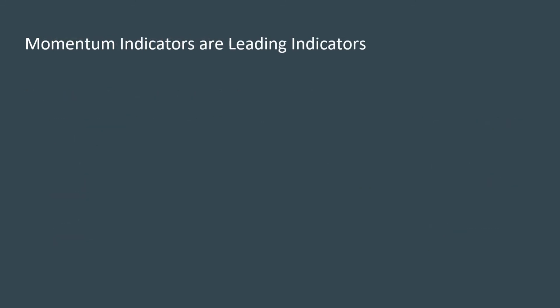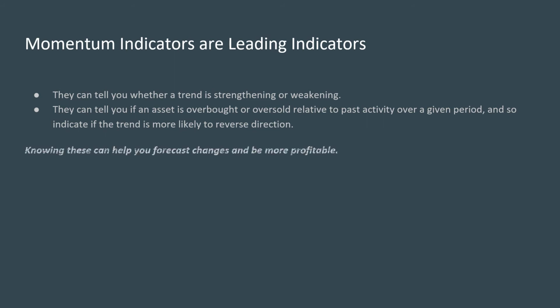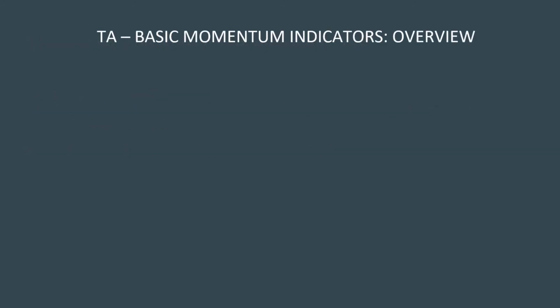They're leading indicators because they can tell you whether a trend is strengthening or weakening. They can tell you if an asset is overbought or oversold relative to past activity over a given period, and so indicate if the trend is more likely to reverse direction. Knowing these can help you forecast changes and be more profitable. Momentum indicators can give you additional clues to put the odds of being correct even more in your favor.